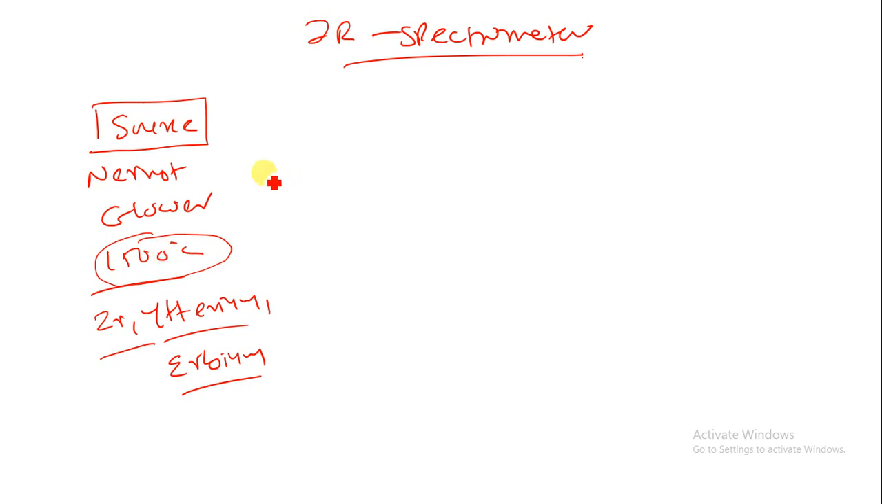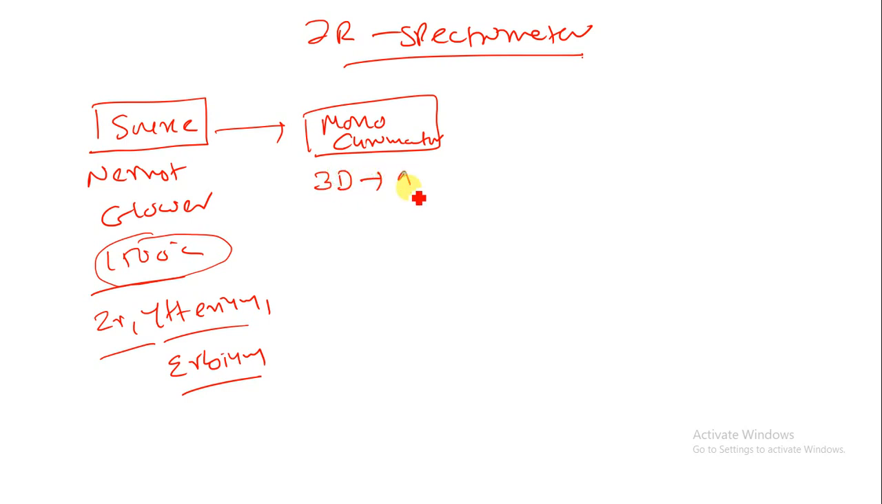Now this source falls on the monochromator. As we have seen in the UV spectrometer, the role of the monochromator is the conversion of 3-dimensional light into 1-dimensional light. Then after it falls onto the two important chambers, that is the sampling technique. Here we are having a sample and this is having a reference.